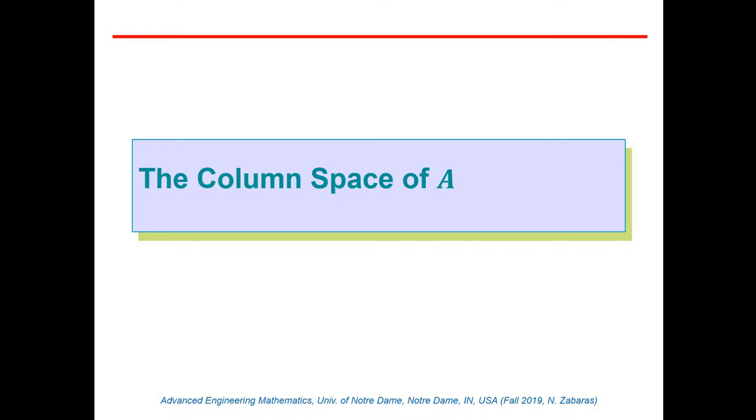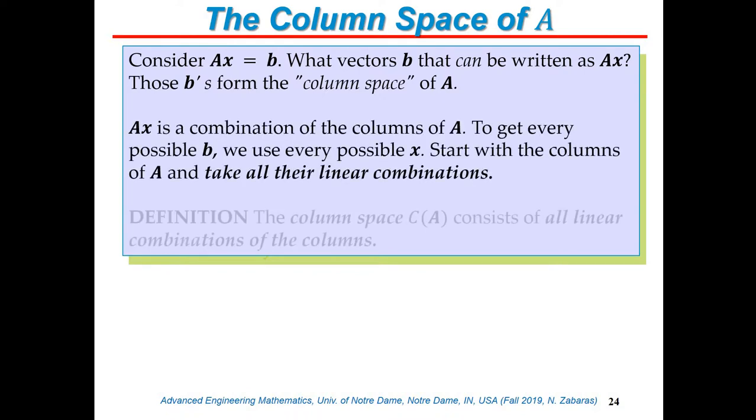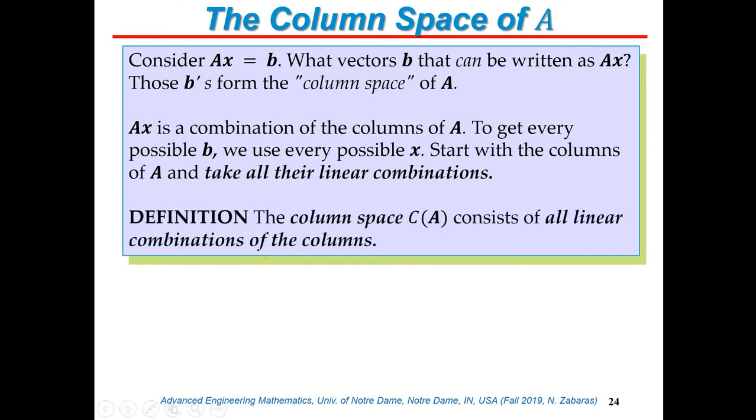Okay, so let's change the subject a little bit now and restrict ourselves to the column space of the matrix. We have seen this as early as, I believe, lecture 3 or 4. So let's repeat what it is all about. Remember, the column space became important because we wanted to see when we have a solution of AX equal to B for a given A and a given B. And we saw that AX is nothing else but a combination of the columns. That combination of the columns defines the column space of A, which is denoted with C of A. It's nothing else but a linear combination of the columns of A.